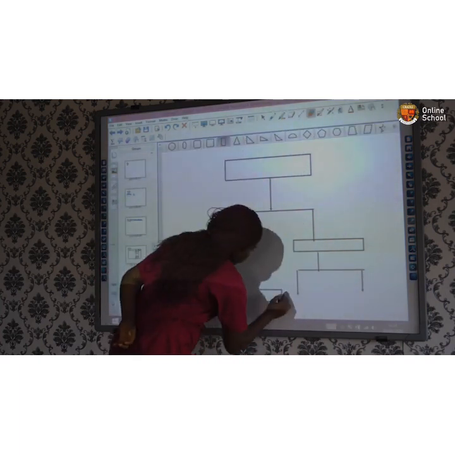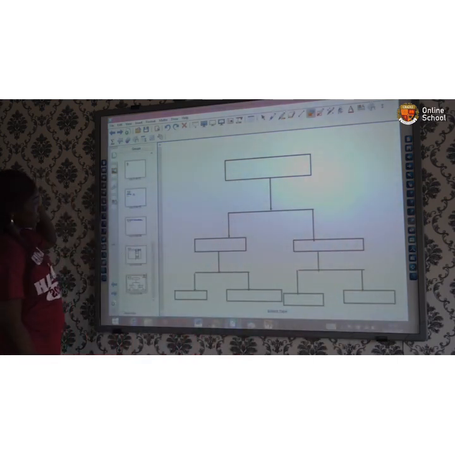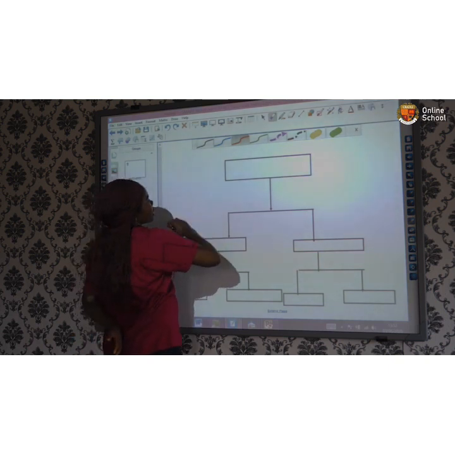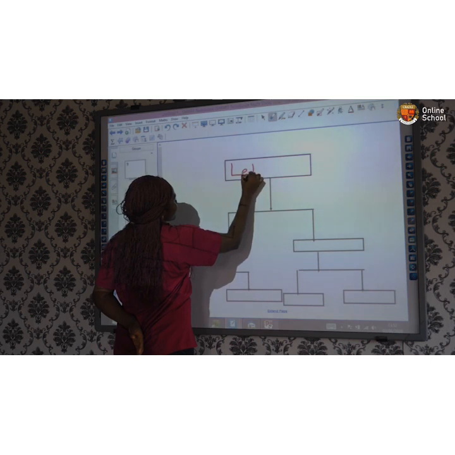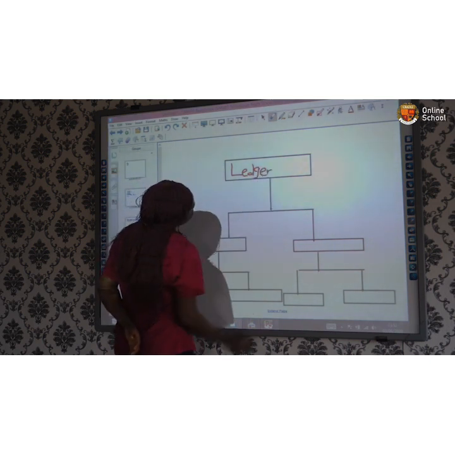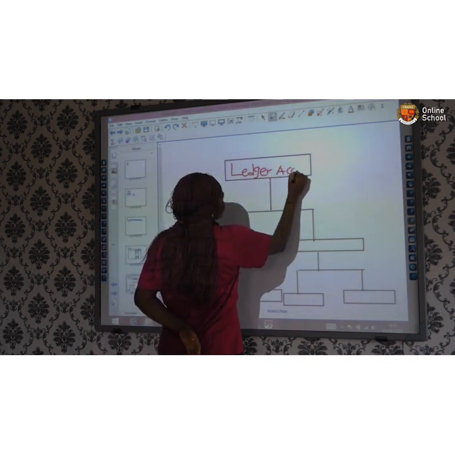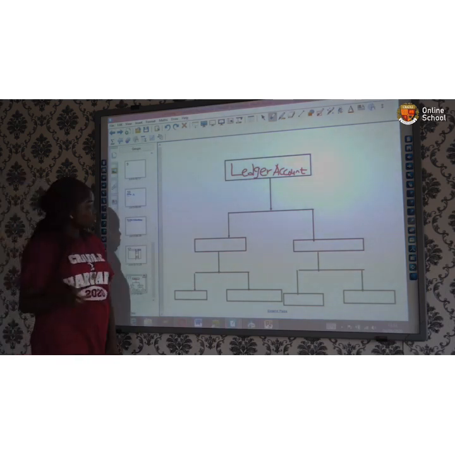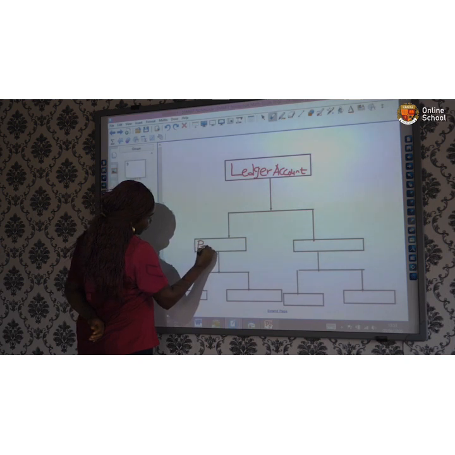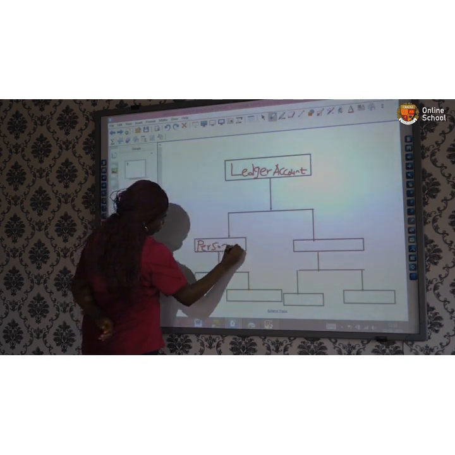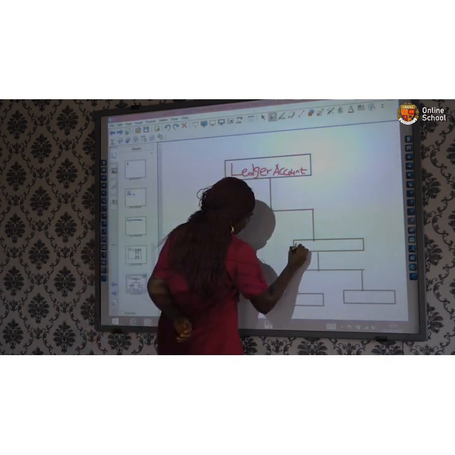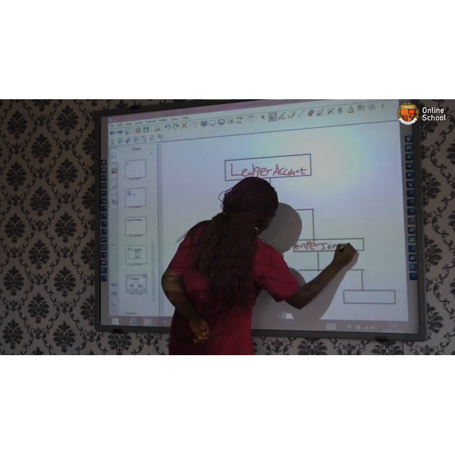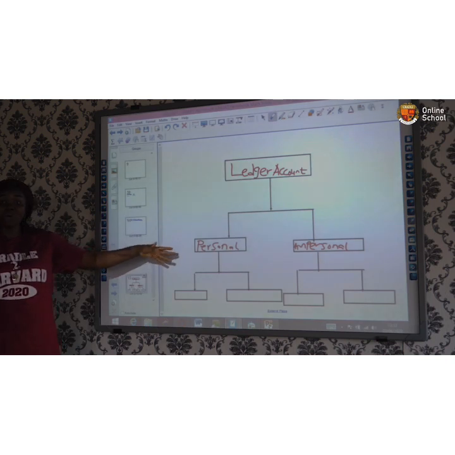I have something like this. Okay, this is how we classify our ledger account. On top of this place, we have the first column, the ledger account. And I told you that the ledger account is divided into two. The first one is the personal and the second one impersonal account. Now, under the personal account, it is also divided into two.